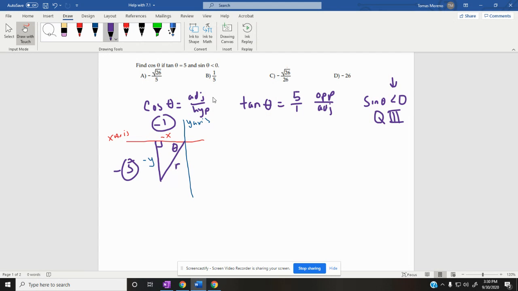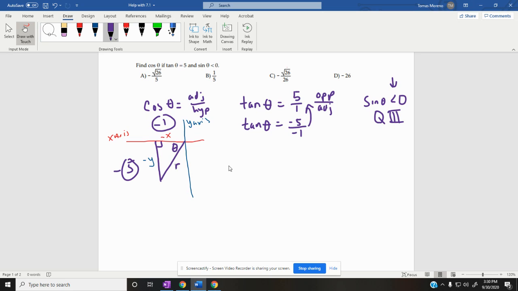So technically, I really wanted to look at it like this: negative 5 over negative 1, which turns into this, right? The negatives cancel. That helps. That's good, because that helps me figure out that yes, we are in quadrant 3.